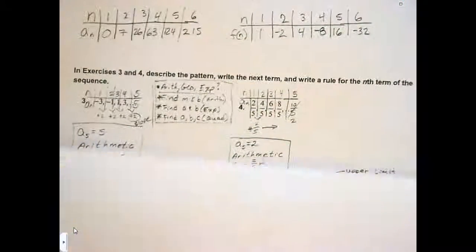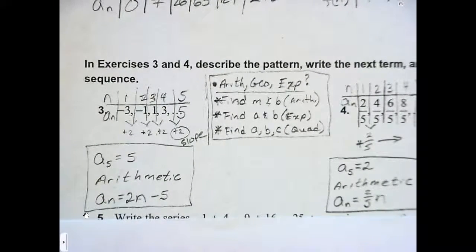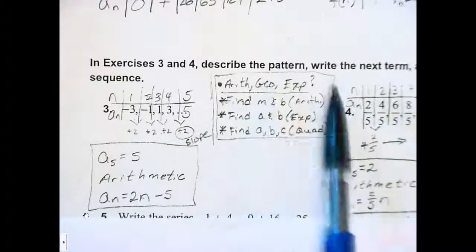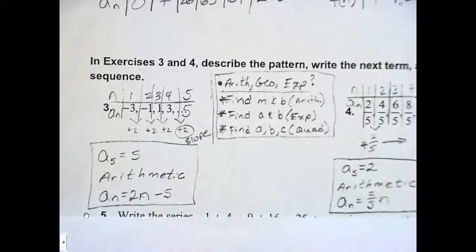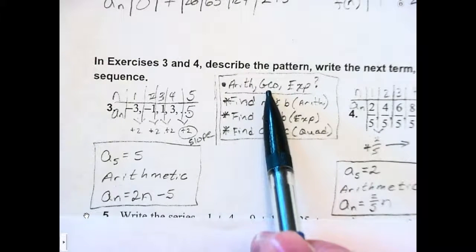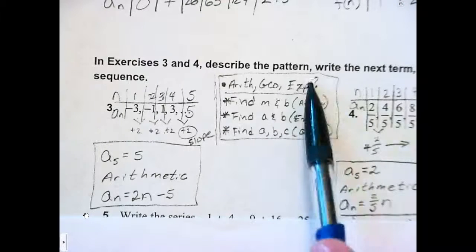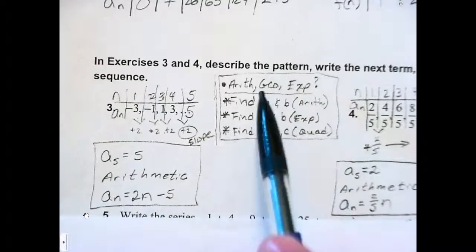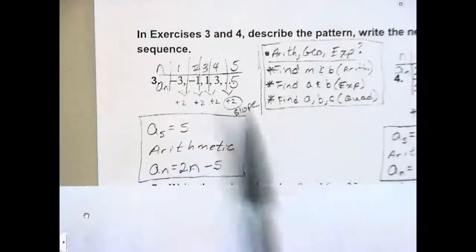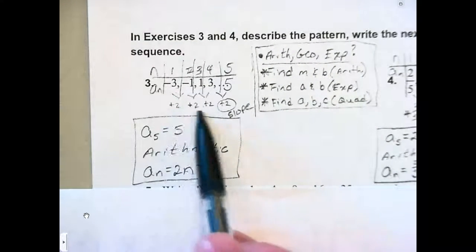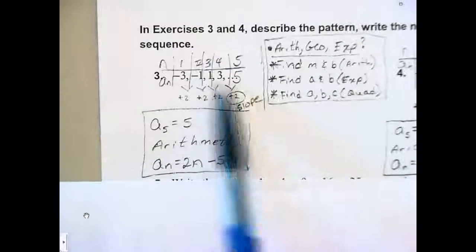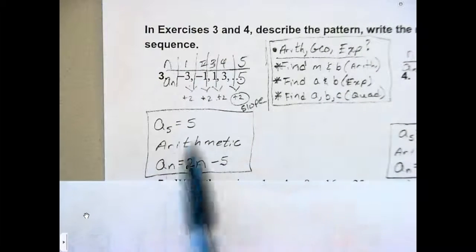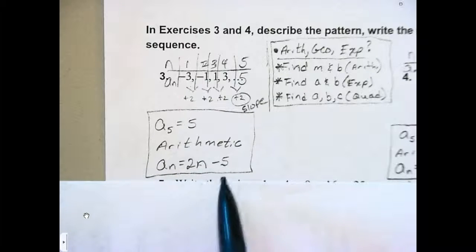Why don't I put up the answers? We'll look at them. Number 3 says, describe the pattern, write the next term and write the rule. Well, what I like to think to myself first, kind of what I went through with you today, is if it's arithmetic, geometric, or exponential. Arithmetic, by the way, is where you're adding. Geometric, if you remember, is where you're multiplying. That's like our exponent. And then I put exponential here. I should have put quadratic. Linear, quadratic, or exponential. But it actually said, describe the pattern. Well, in this pattern, we're adding 2 to the previous term. a sub 5 is equal to 5. That's our fifth term. We just continue it out. And it's arithmetic. You don't have to say arithmetic. If you just said you're adding 2, that's fine. a sub n is equal to 2n minus 5.